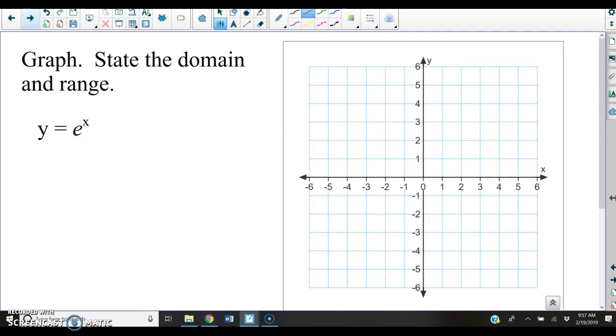Okay? What's going to kind of mess with your mind a little bit is when we go to graph it, because you think, well, this is a variable. No, it's not a variable. It's about 2.7. If you want, think of it as being 3.